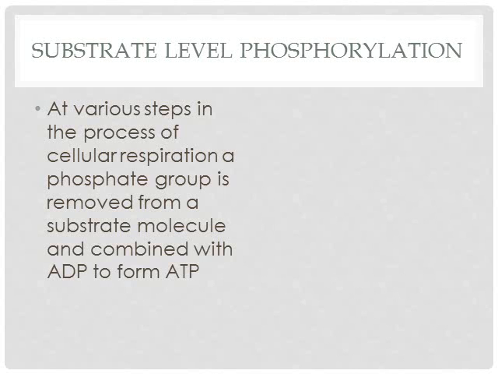So the building of ATP, that adding on of that phosphate group, moving from ADP to ATP, can be done in two ways. One of those ways is called substrate level phosphorylation. The other one is oxidative phosphorylation. So these two terms are used to describe two different ways that we can form ATP from ADP.